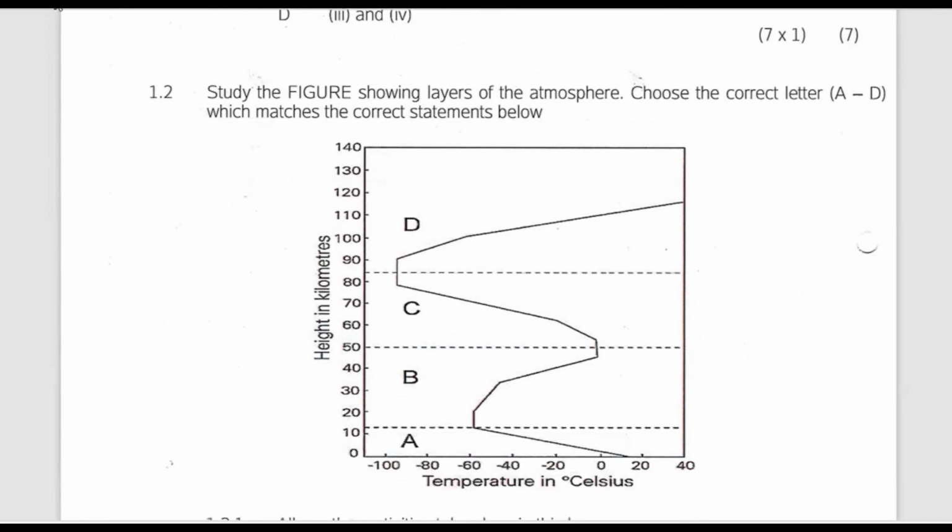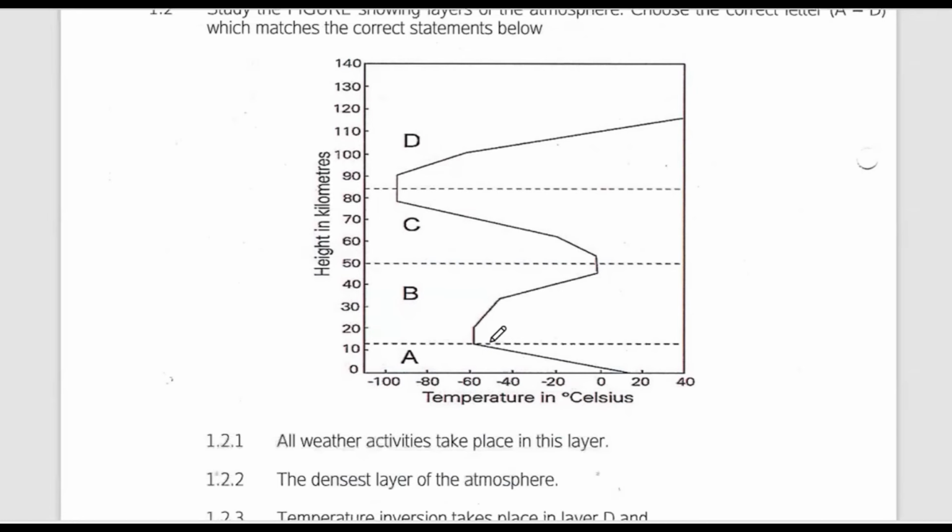Right, we move on to analyze this other illustration here. It's a very important illustration that learners must always try to memorize: the structure, the layers of the atmosphere, starting from the lowest layer until you get to the last layer of the atmosphere. When you are reading your graph, you must understand the changes in temperature versus the changes in height which is taking place.